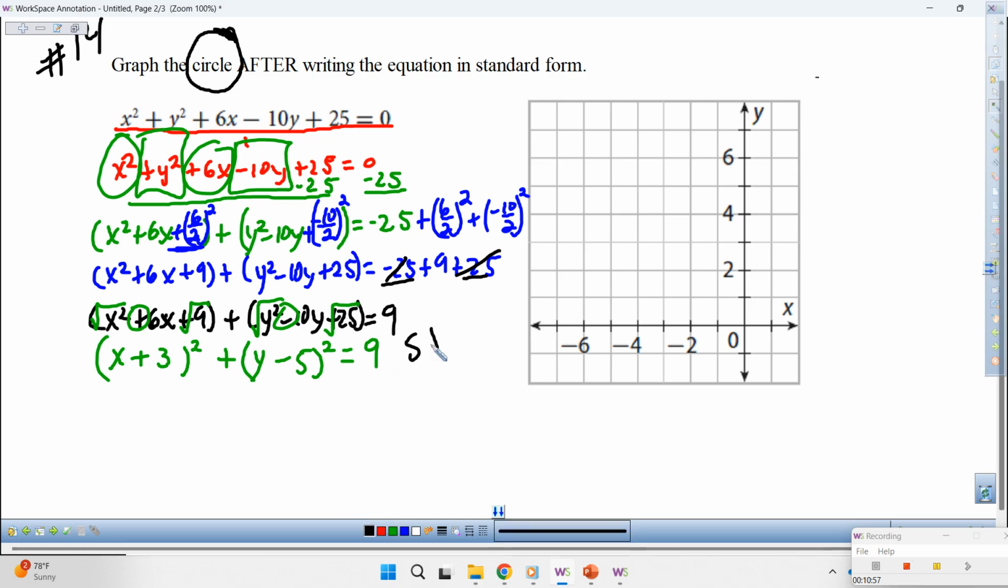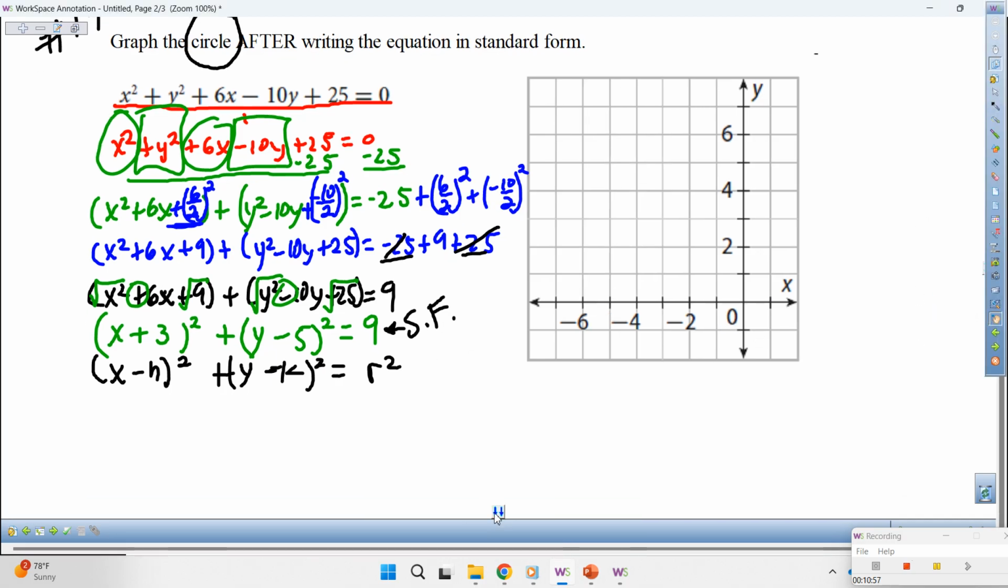Label this SF. Tell your neighbor what SF stands for. Standard form. So let's double check to make sure it's in standard form. x minus h squared plus y minus k squared equals r squared. Let me move this up a little bit.